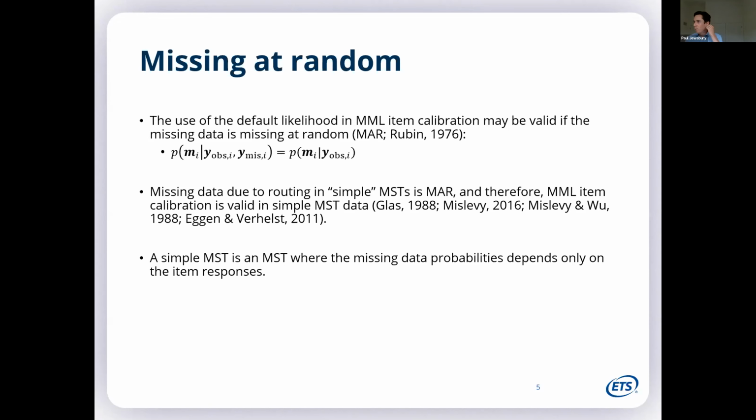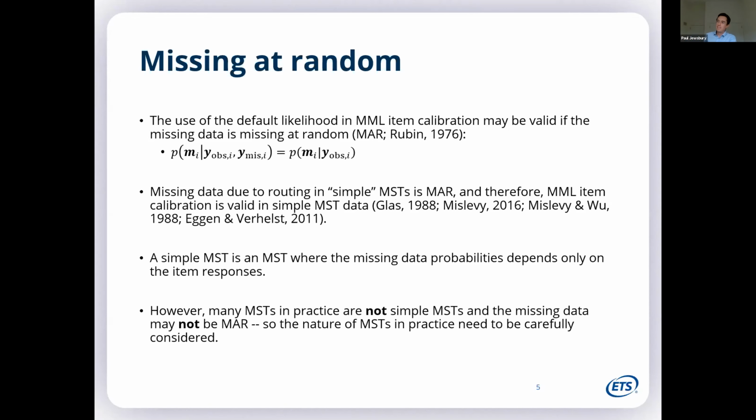But I've added in this kind of qualifier, simple MST, because often these proofs are assuming a particular type of MST. An MST where the missing data probabilities depend only on the item responses. And it's important to make that qualification because many MSTs in practice are not actually simple MSTs. A lot of MSTs in practice are not actually MSTs according to this previous research, and missing data may not actually be missing at random. So it's important to understand in which ways MSTs can differ from simple MSTs, and what that means in order to properly account for the missing data.